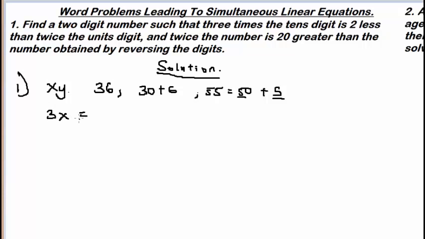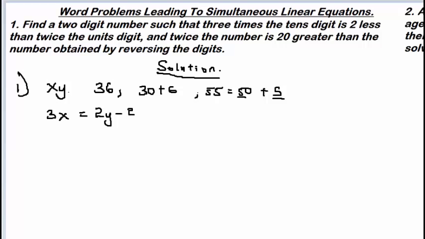equals 2 less than twice the unit digit. That means 2y minus 2. 2 less meaning minus 2. Twice the unit digit, that means 2 times the unit digit, which is y. One thing I want you to understand is that when you are solving word problems, you need to break down every single statement as much as possible.